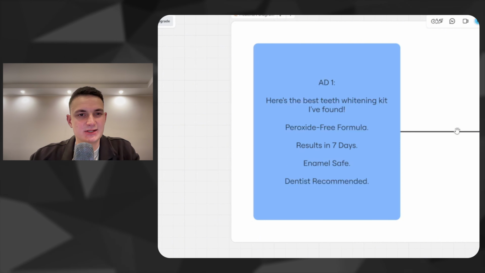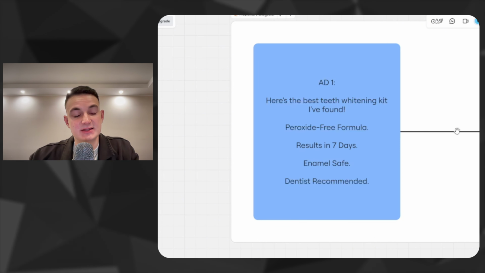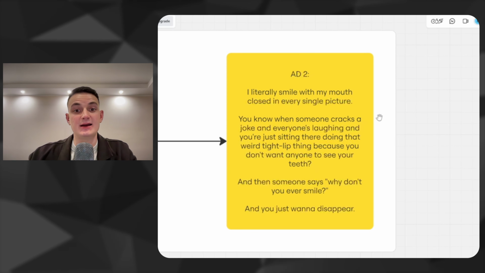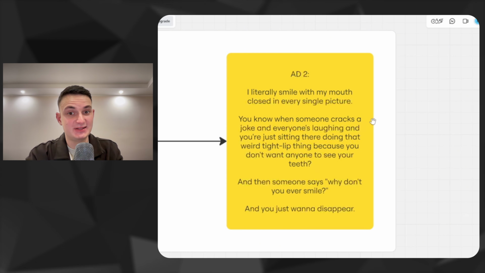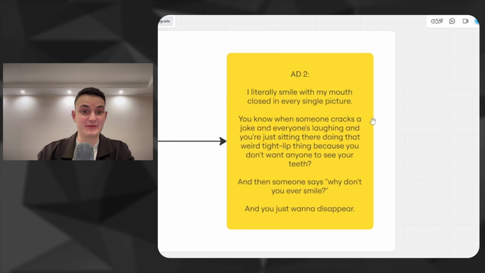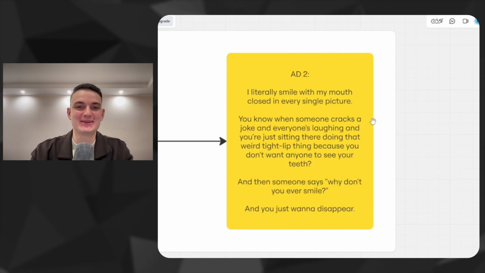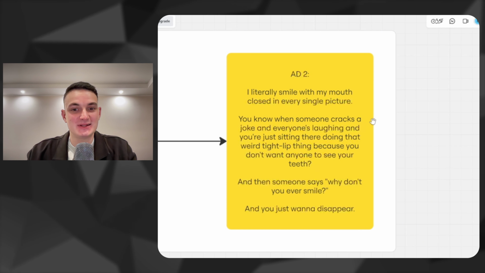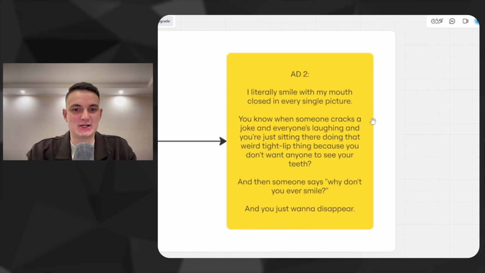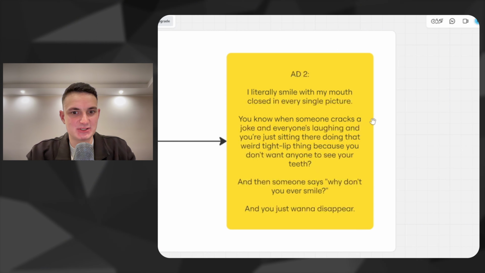What about those people that just hate that their teeth are not white? I literally smile with my mouth closed in every single picture. You know, when someone cracks a joke and everyone's laughing, and you're just sitting there doing that weird lip thing because you don't want anyone to see your teeth. Everyone who's watching now, you must know at least one person that's doing this.